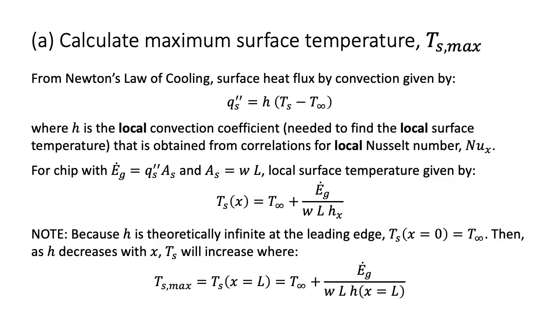Finally, we note that since the boundary layer is thinnest at the leading edge and grows in thickness along the chip, the convection coefficient will be highest at x equals 0 and decrease with x. Thus, the maximum temperature will be at the end of the chip, where x equals L.